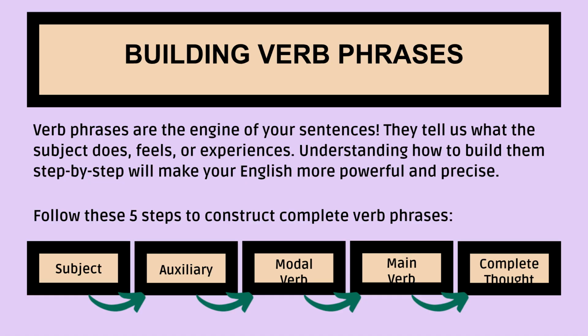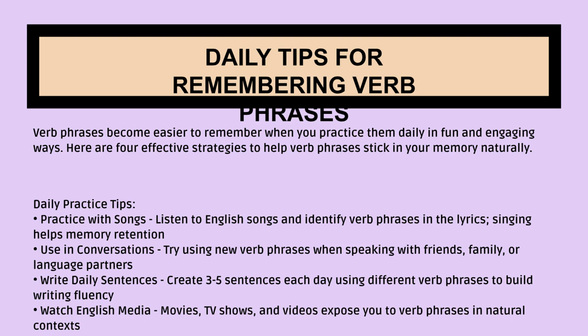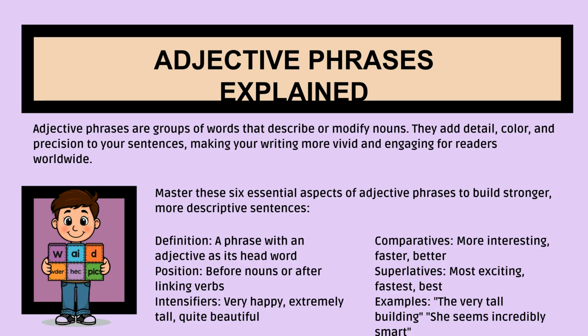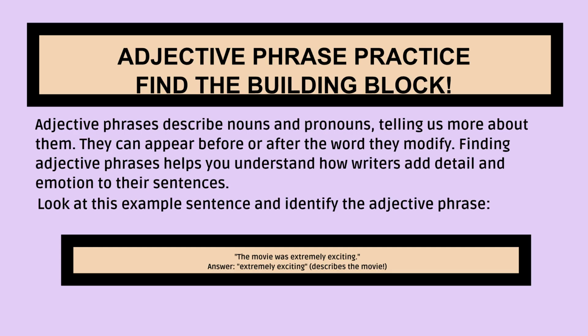Now, let's explore adjective phrases. Adjective phrases describe nouns and pronouns. They add detail, emotion, and color to your sentences, making your communication more vivid and engaging. For example, extremely exciting. This phrase gives more information and makes your sentence more expressive. Adjective phrases can appear before or after the noun, and they help you communicate ideas more clearly and creatively.